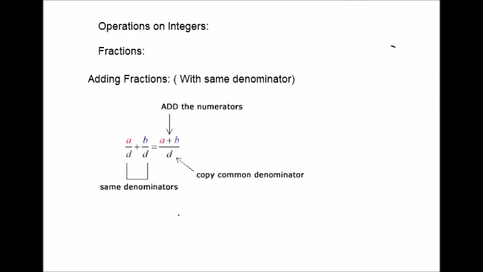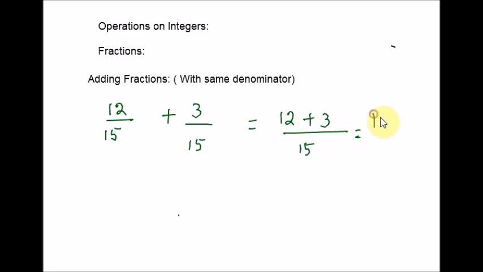Okay, let me show the example step by step. Here is your example, 12 over 15 plus 3 over 15. We have two fractions here, 12 over 15 and 3 over 15. Please note that the denominators are the same, so we can add these two fractions. Keep the denominator common. Just add the numbers on the top row. We would get 15 on the top row and 15 in the denominator. 15 over 15 is equal to 1. Hope you're clear with this example.